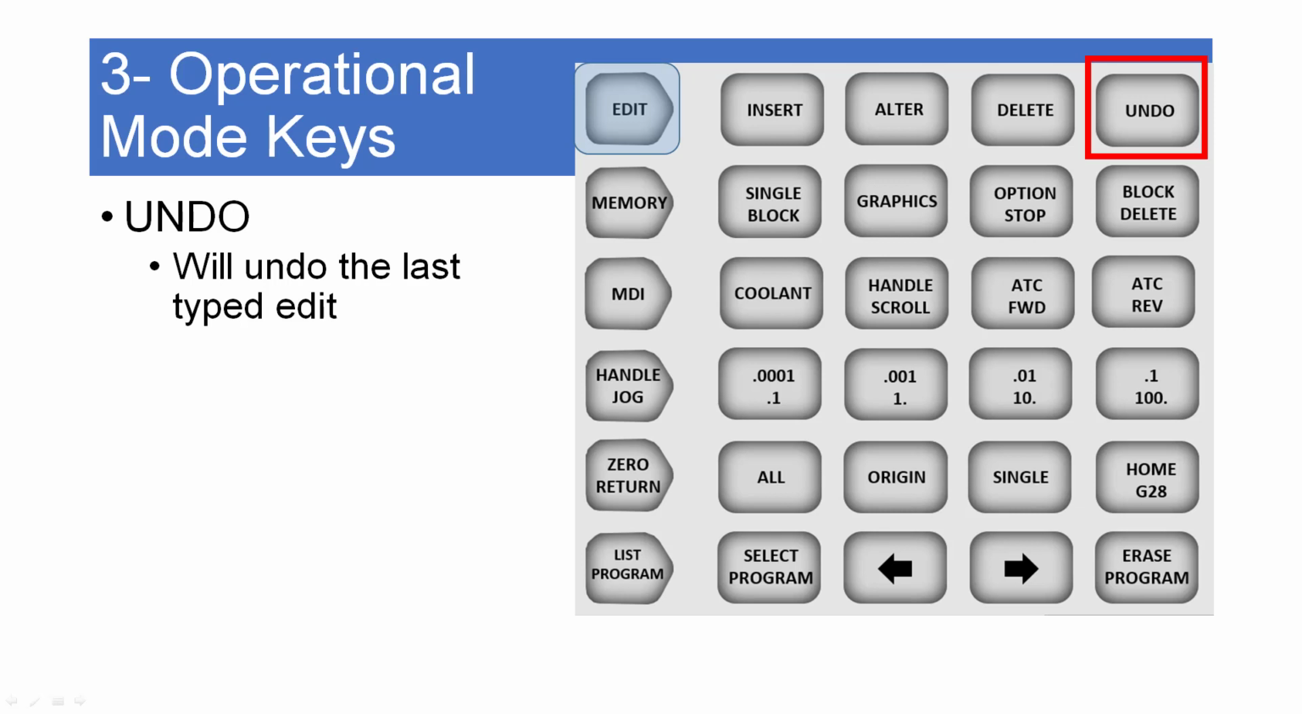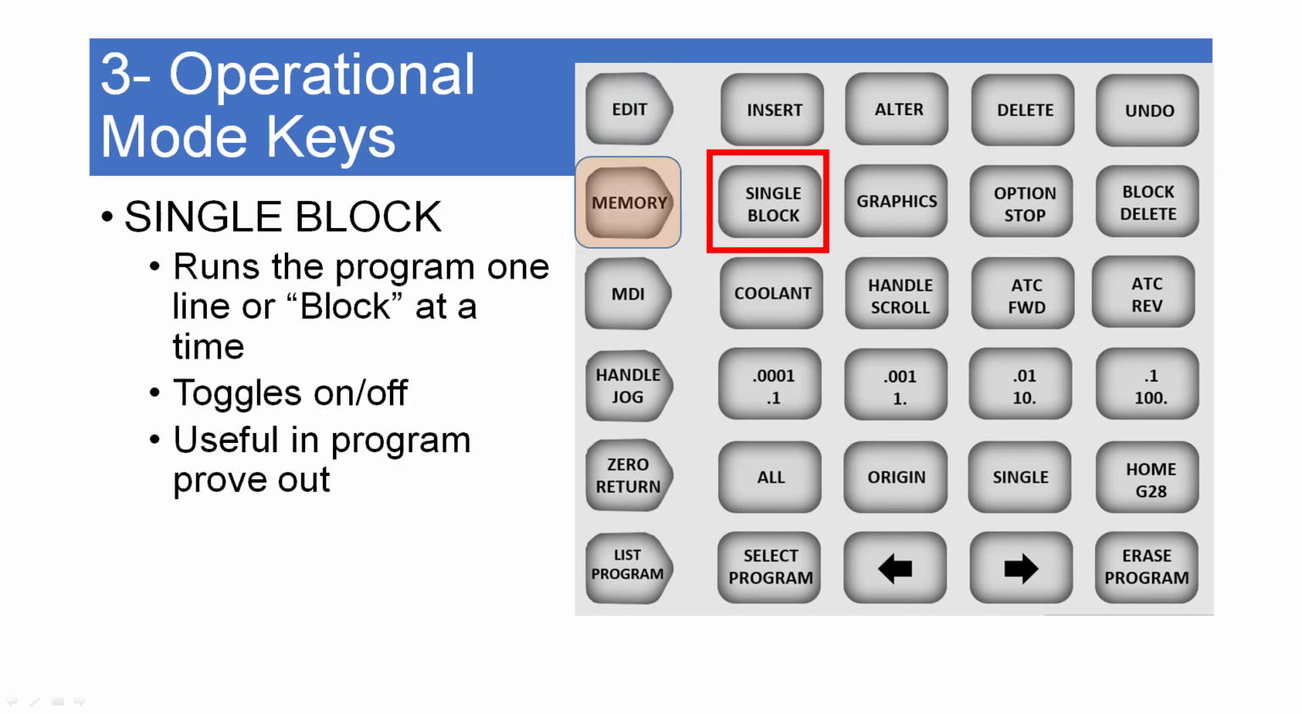Next, we'll move down a row and look at the keys associated with the memory mode. After selecting the memory mode, you're ready to run a program. The keys on the right alter the method the program will run, and the single block key will tell the machine to step through the program one command at a time and pause. Each time you want your next command to proceed, you'll hit the cycle start button.